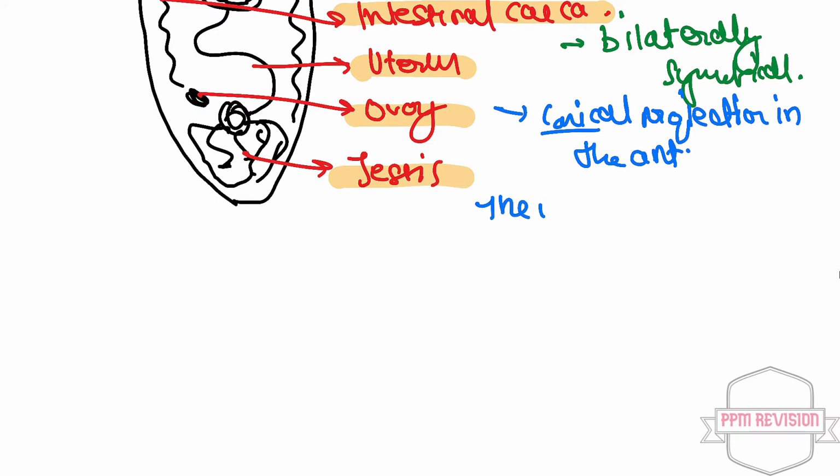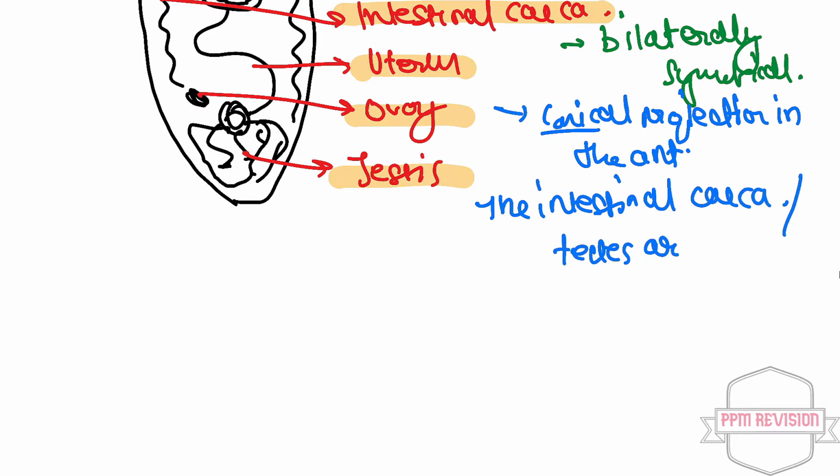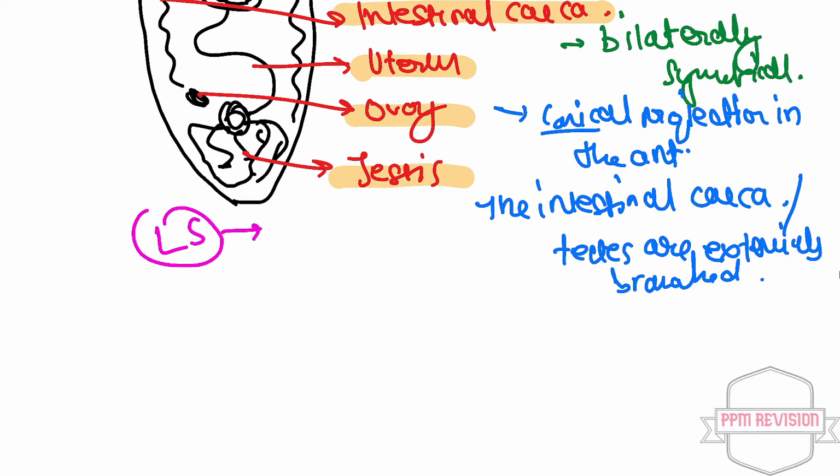The intestinal caecum as well as the testis are extensively branched. Another important point to note is the lifespan is up to 10 years.